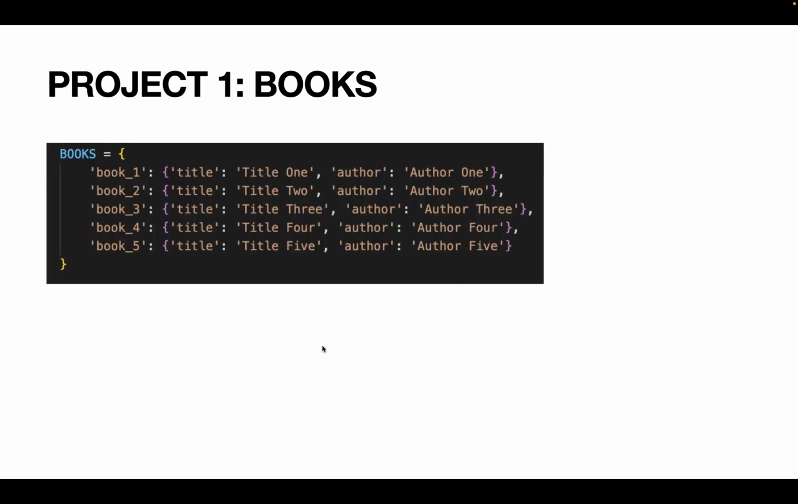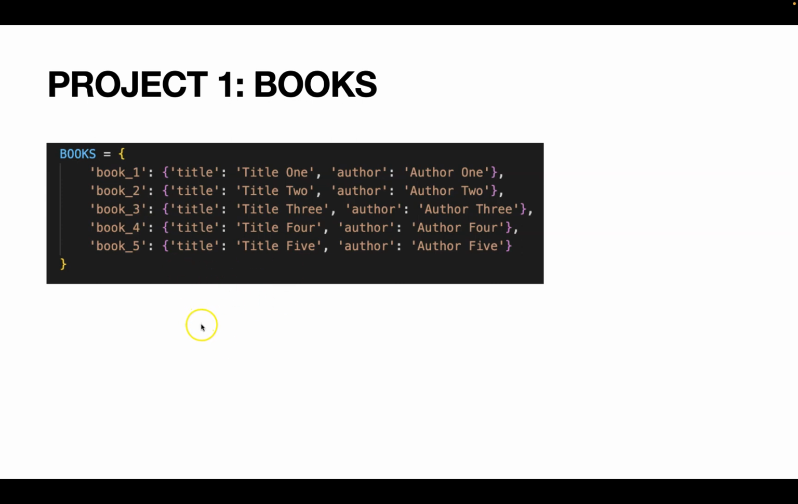Welcome to the lecture where we will create our first API called the Books API. In this project, we will cover the CRUD operations. So we will create this list of dictionaries here, or you can call it dictionaries of dictionaries, because we have a nested dictionary here, which will contain 5 books with each book containing a title and the author name. So we will work with this dict of dicts, whatever you want to call it.